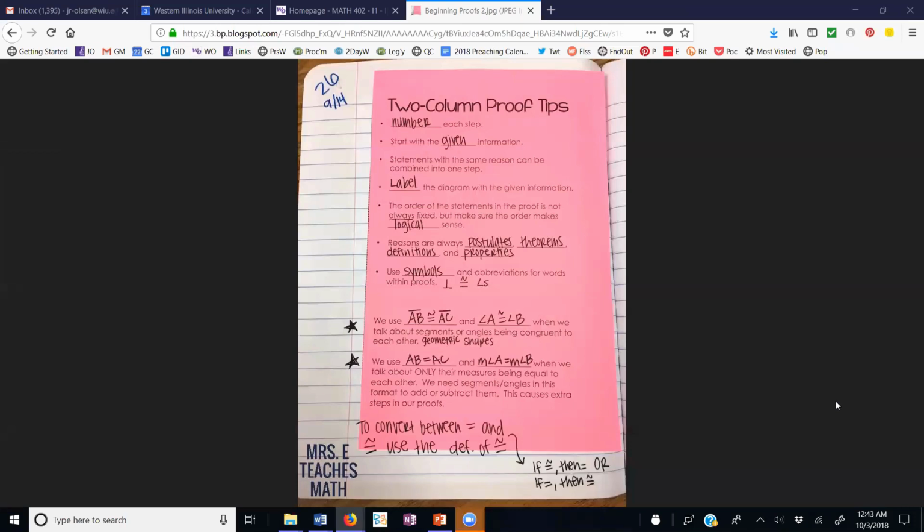Now, one of the things I'd like to emphasize, and the same thing Mrs. E emphasized here with her stars, is that sometimes we talk about the segments themselves, and sometimes we talk about the lengths of the segments. We use segment AB is congruent to segment AC, or angle A is congruent to angle B, when we talk about segments or angles being congruent to each other. These are the actual geometric objects. Geometric objects can be congruent. However, if we want to take a look at their measurements, this is a little bit different.